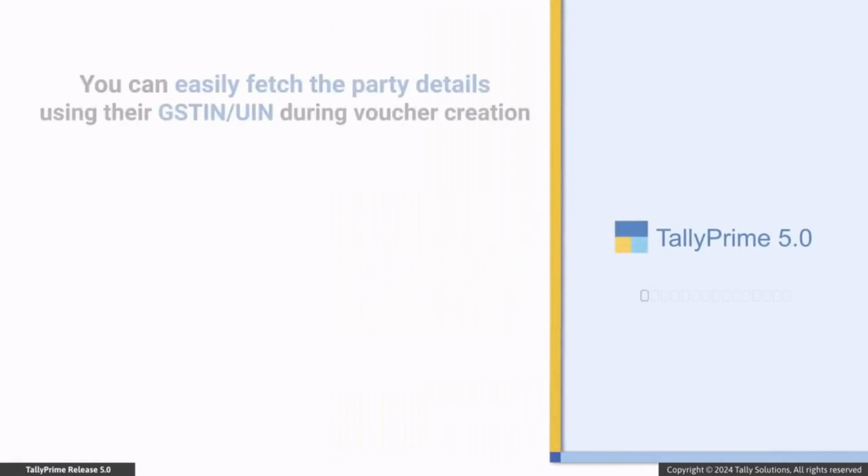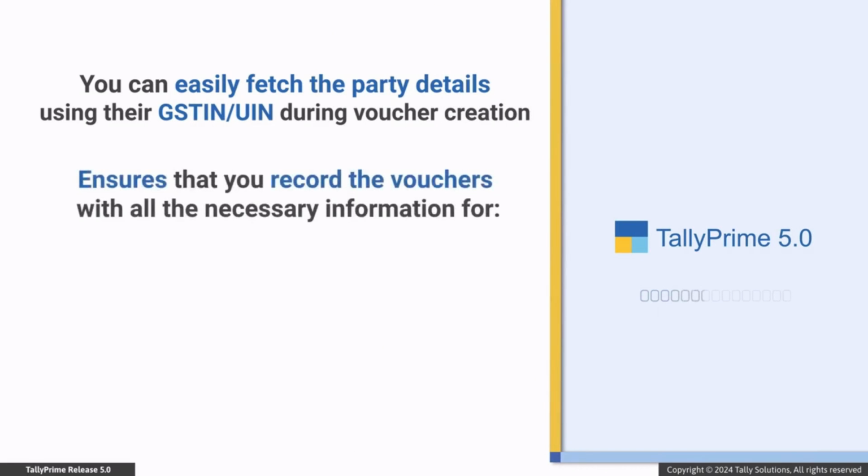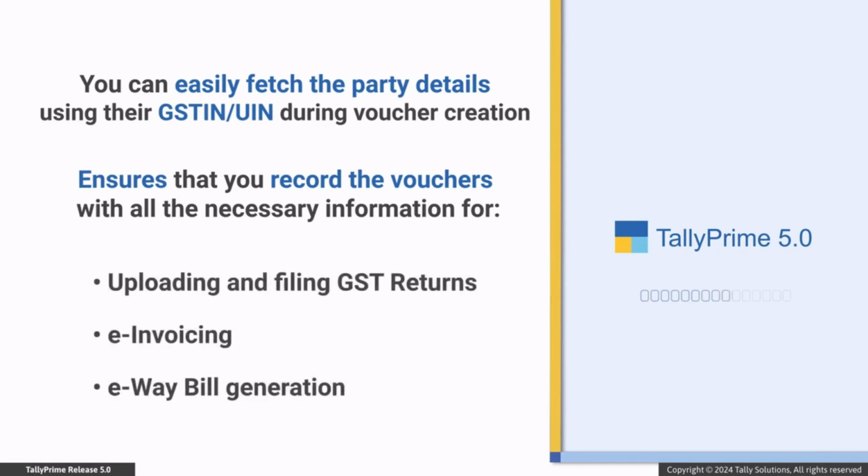As you saw, you can easily fetch the party details using their GSTIN or UIN during voucher creation. This ensures that the vouchers get recorded with all the information required for GST returns and other compliance activities such as e-invoice and e-way bill generation, if applicable.